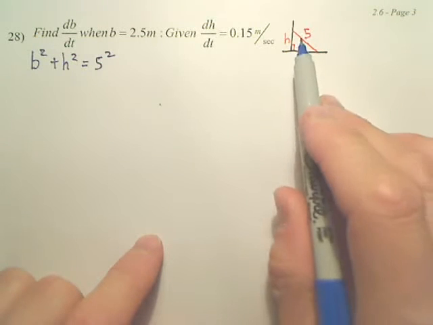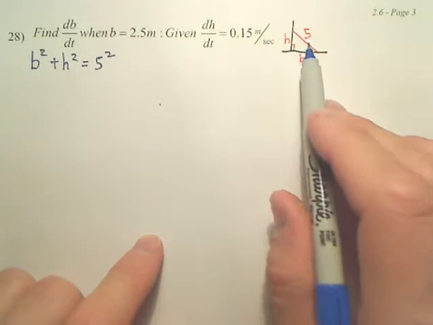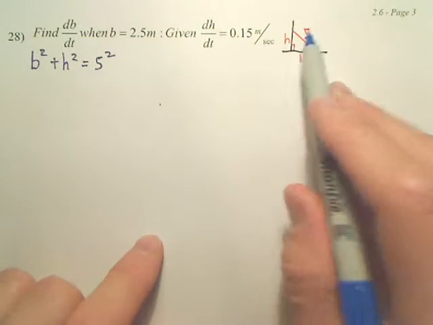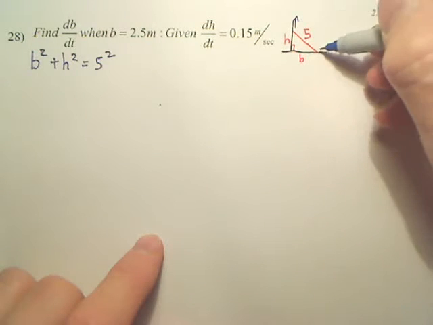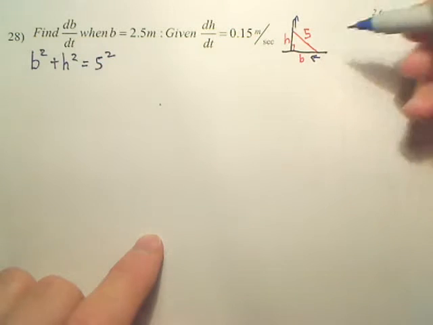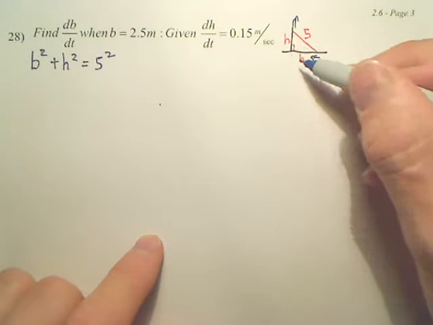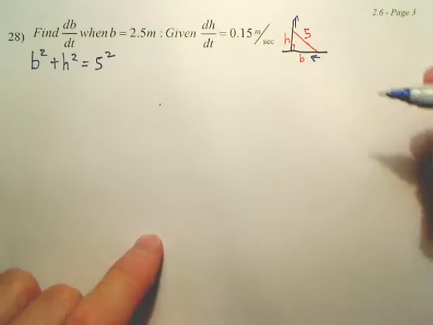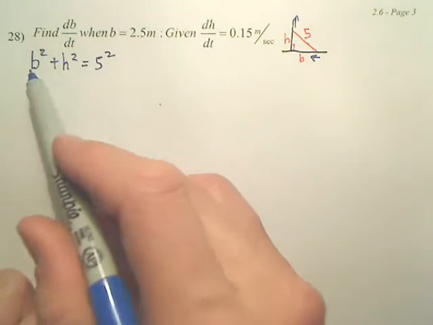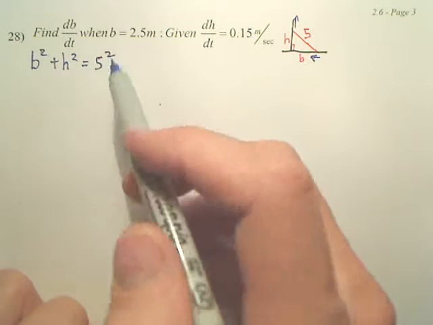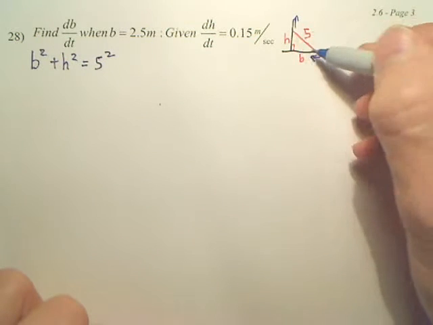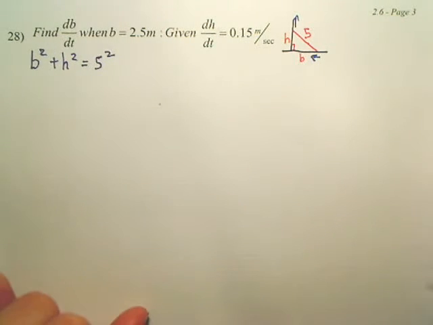Once again, we have a ladder or a plank right here that's 5 meters long. We're pulling it up, thus this side is going to be moving in when you pull it up. This is your B, this is your H, base and height. That's a given 5. The formula for this is B squared plus H squared equals 5 squared. That is a right triangle right there.